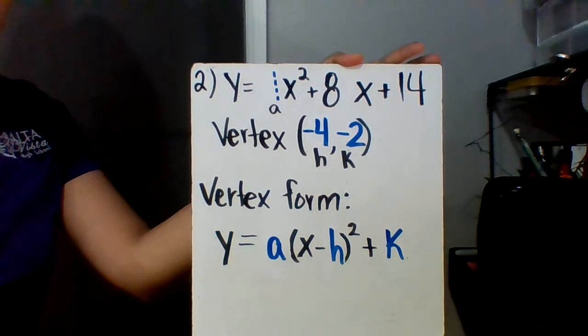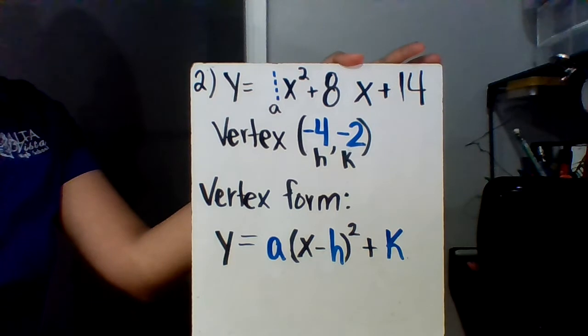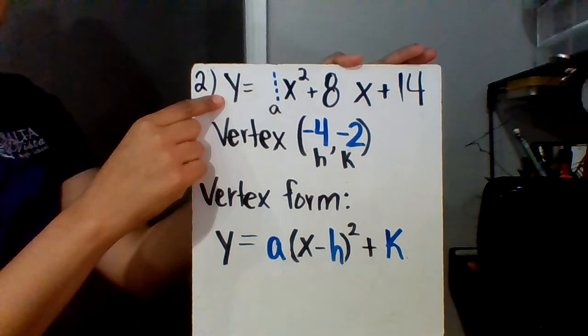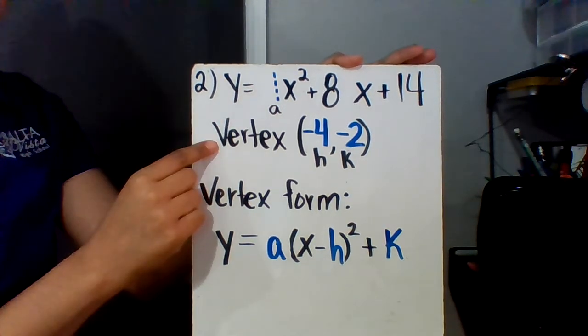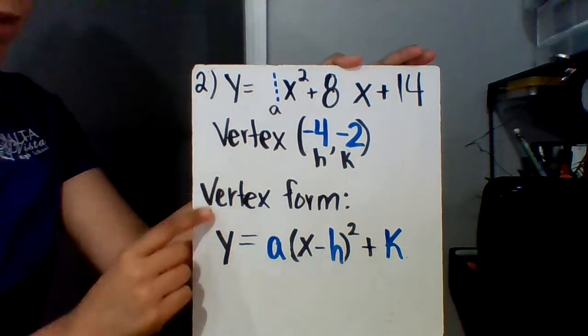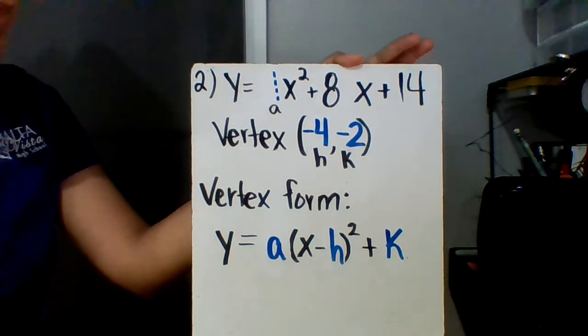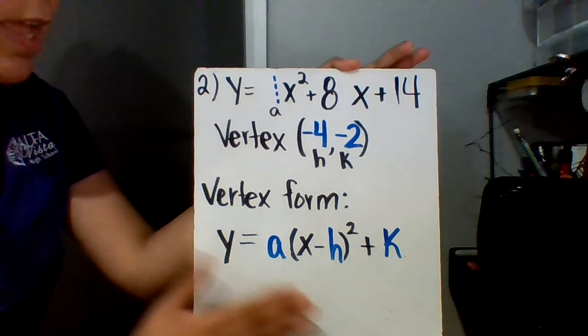All right. So the last thing we have to do for number 2 is to write that problem in vertex form. Remember, they gave us the problem in standard form. They asked us for the vertex. We figured that out. And now they want it in vertex form as the last thing that we do here.